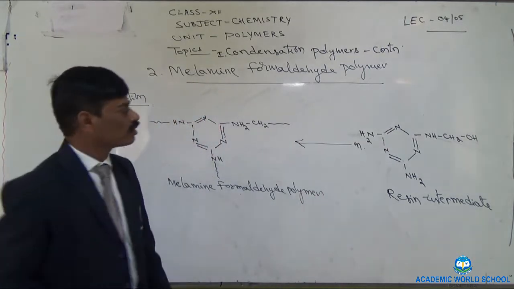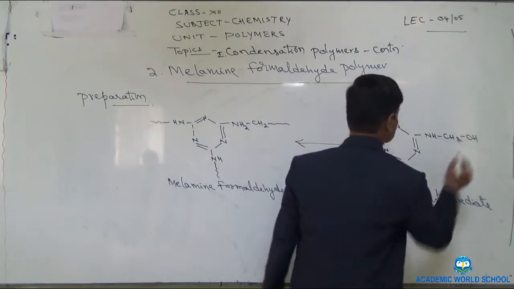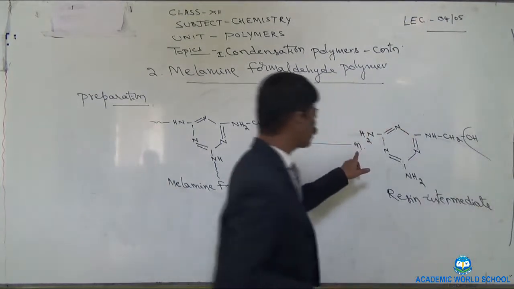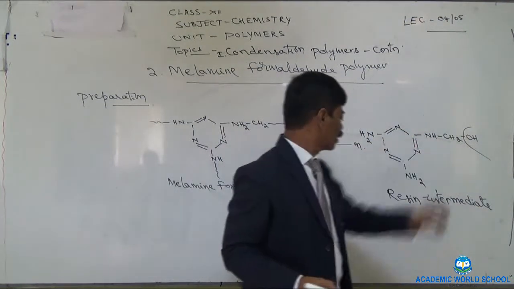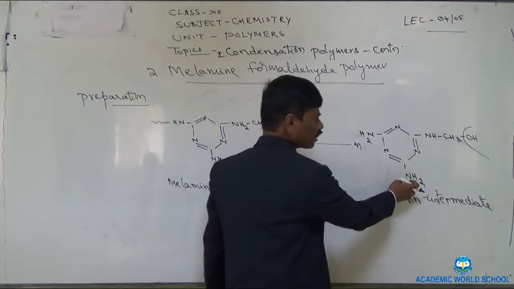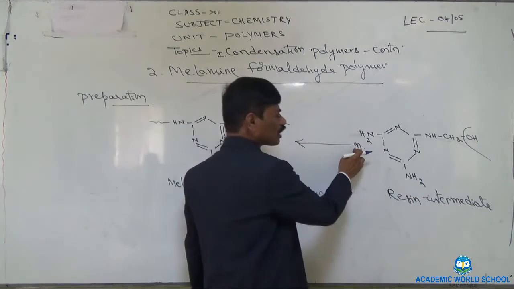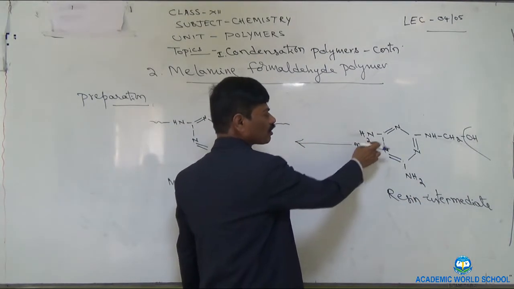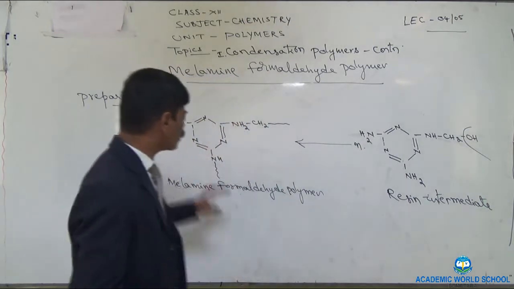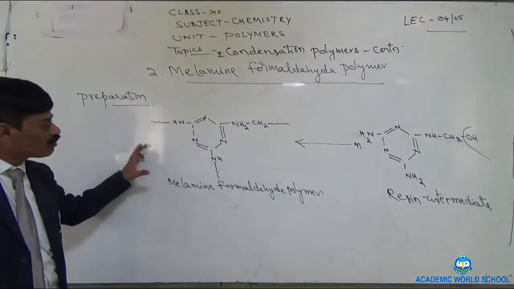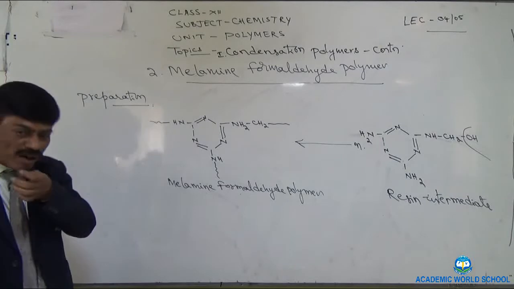polymer. So from this we are going to remove n number of OH groups and n number of hydrogen atoms from one NH2. At the same time n number of hydrogen atoms of NH2 are removed. As a result, we will get the polymer, that is melamine formaldehyde polymer.